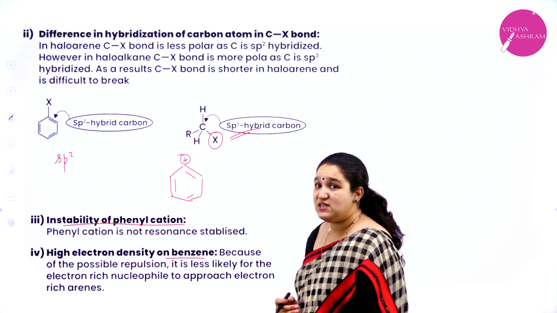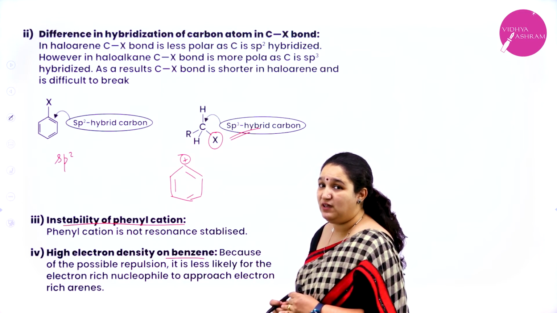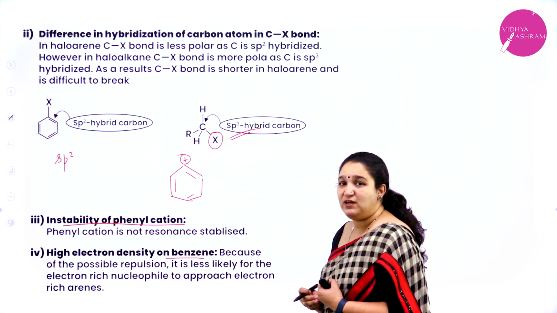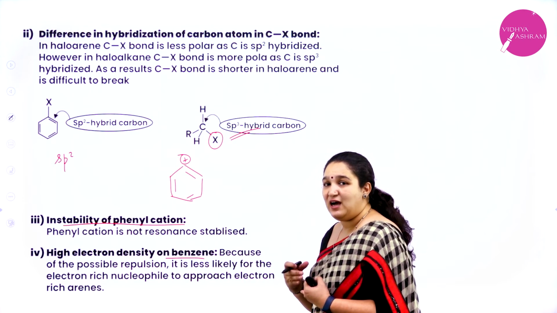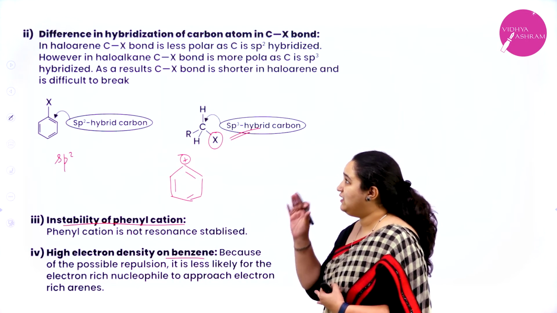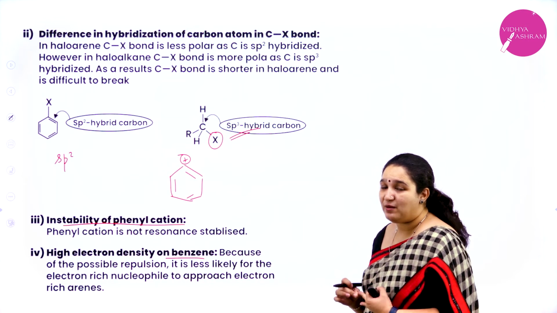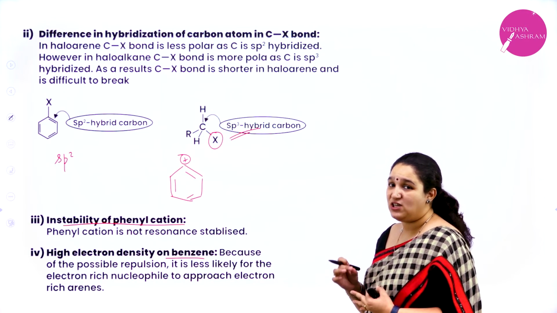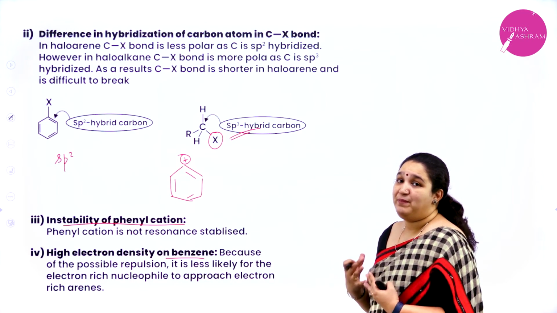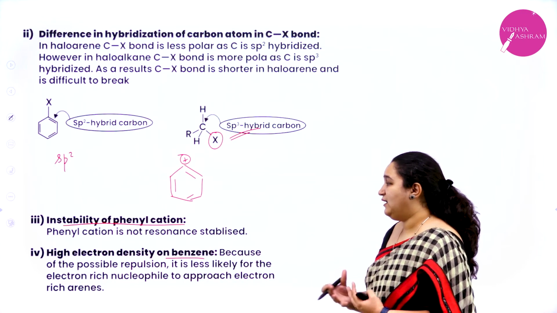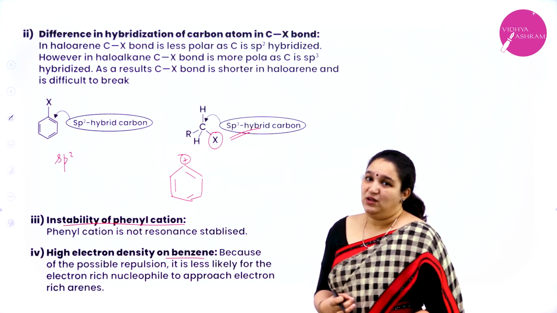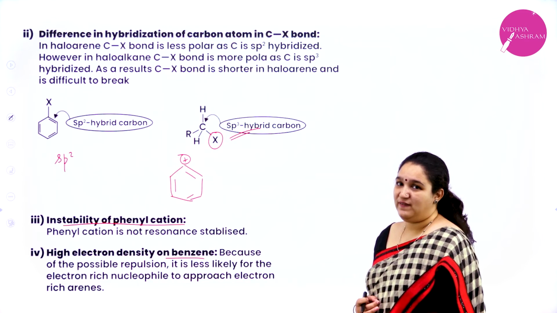So what are the four reasons why the nucleophilic substitution reactions are difficult? First reason is because of the resonance effect. It becomes very difficult for breakage of the carbon and chlorine double bond. Okay, that is the first one. Second one is difference in hybridization of the carbon atom to which the halogen is attached. Third is instability of the phenyl cation, and also the last one is benzene is electron rich and it has got high density of electrons, which makes the nucleophilic substitution reactions really very difficult.